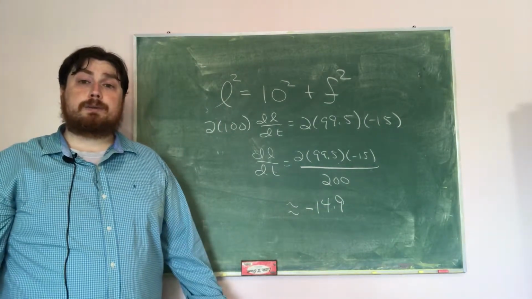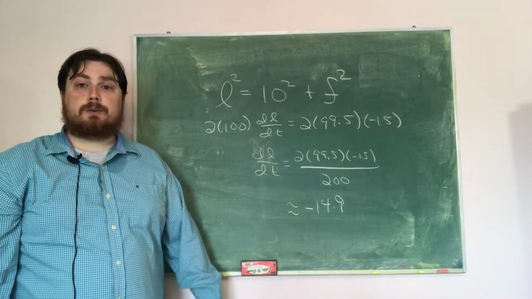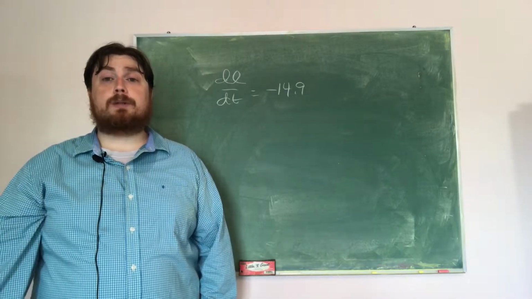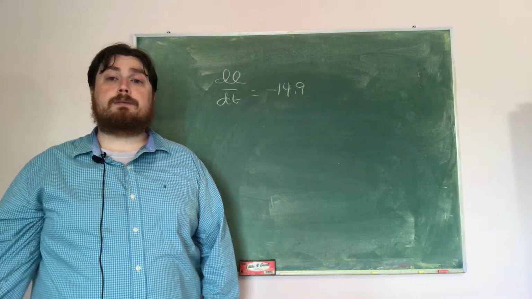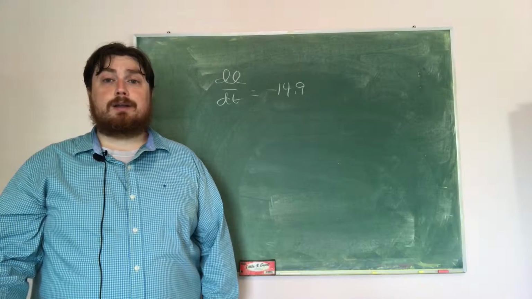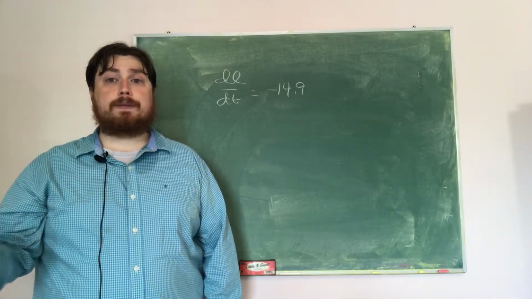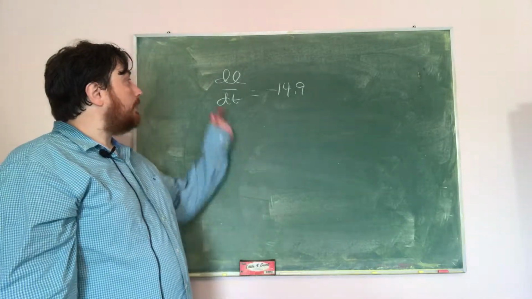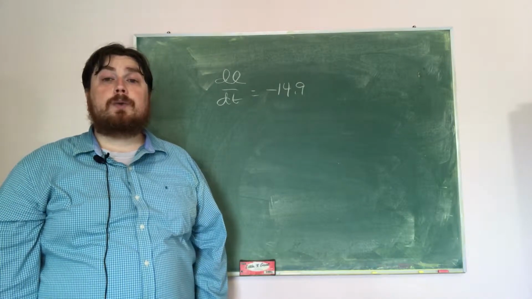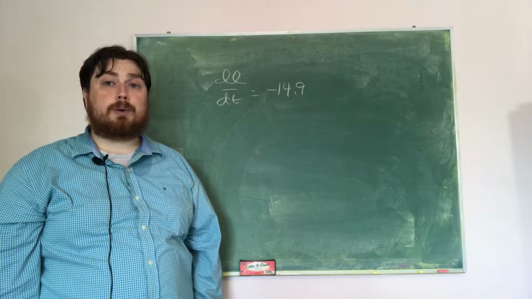So now we've solved our model, and we've shown that dL/dt should be negative 14.9. Now that we've found that, we want to go back and find the solution to the original problem, which was how fast should I reel the line in? What this is telling us is that the distance between the fish and the tip of the pole, or the length of the line, should have a rate of change dL/dt of negative 14.9. What that means is that L is getting smaller at a rate of 14.9.